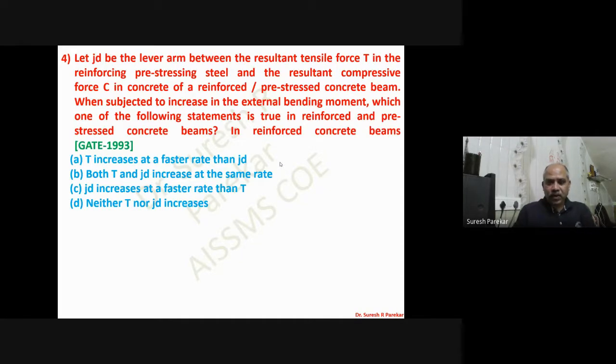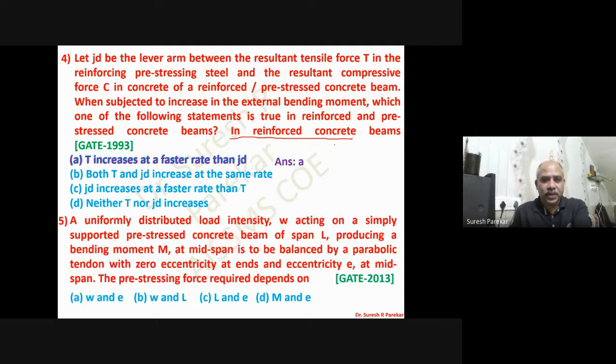So if we see over here, we have this JD and T in reinforced concrete and in pre-stressed concrete. So in reinforced concrete, our value of JD is nearly constant. What changes is T. So T increases at a faster rate than JD. So the option we have is option A.